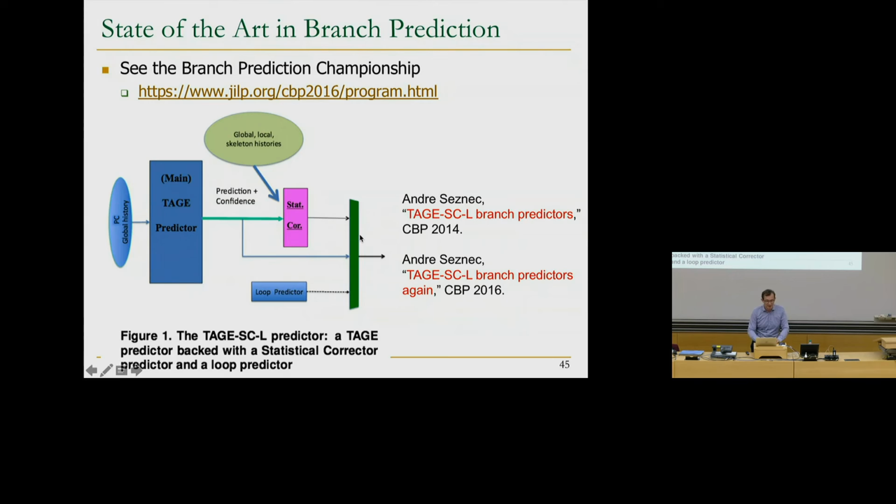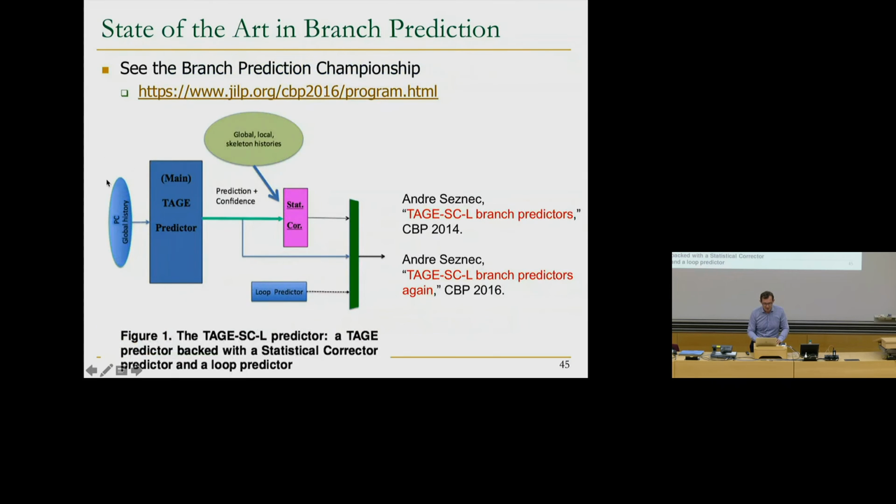But that's not enough because there are some other branches that are loops that are much better predictable with the mechanisms that we've discussed. So you need to treat the loops separately. So essentially, it's a very sophisticated mechanism, as you can see. And this is an area of research still. And I believe machine learning methods still have good potential, even though they may not be the best methods today.